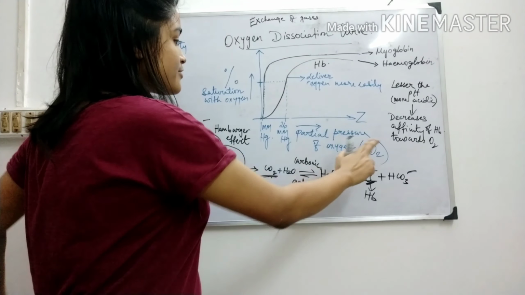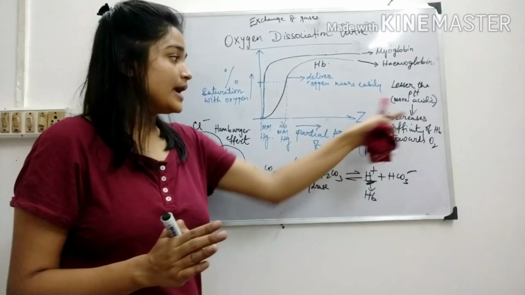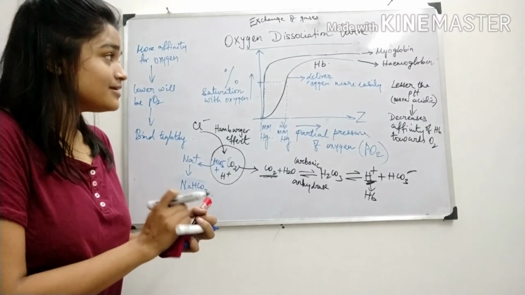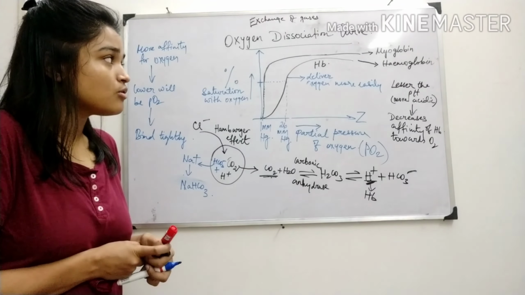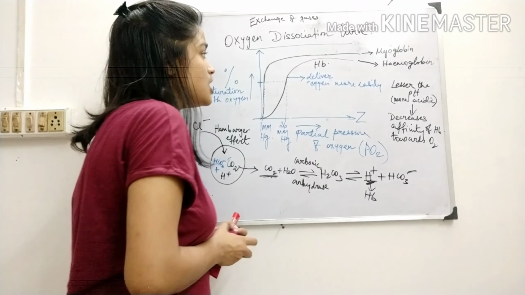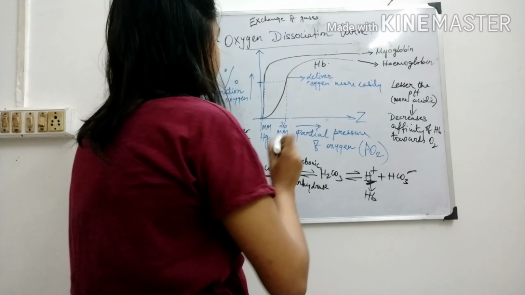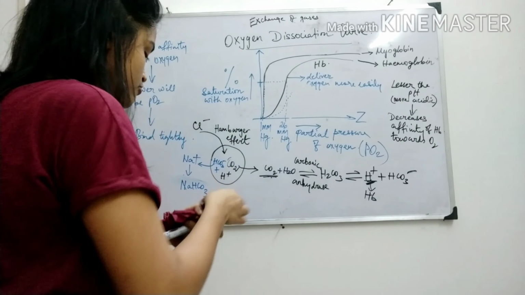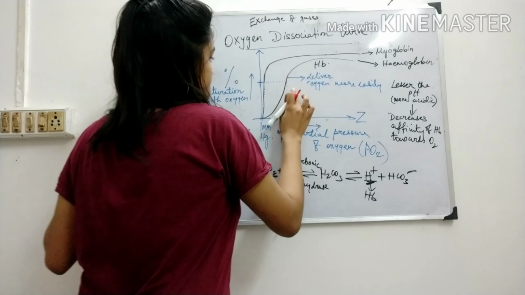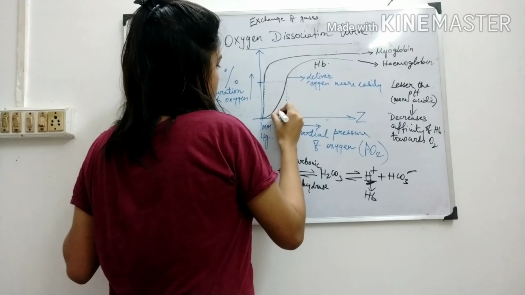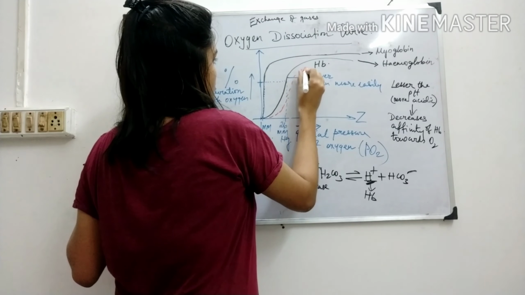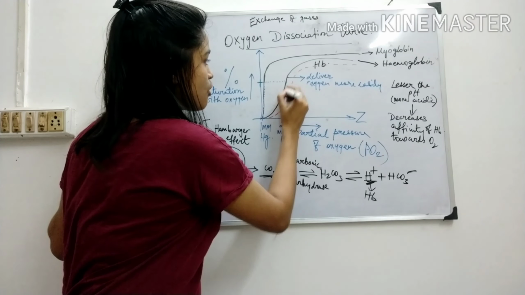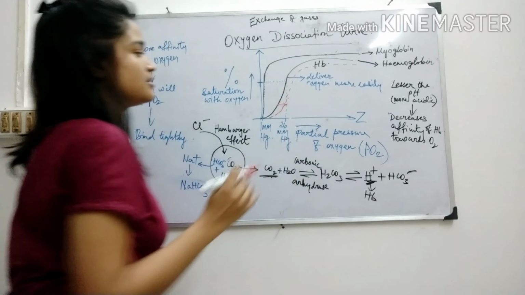Now, what is the effect of this Bohr's effect, like lowering pH, on the oxygen dissociation curve? In this case, the curve of hemoglobin in the oxygen dissociation curve will shift to the right. Let me draw with the red pen. So it is shifting to the right. So from here, it has come here.